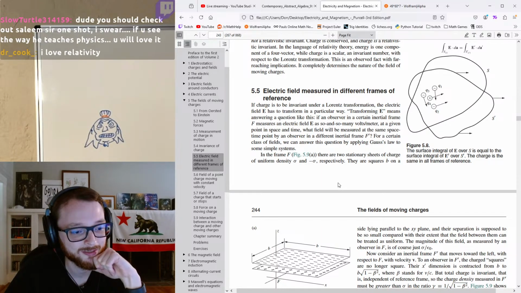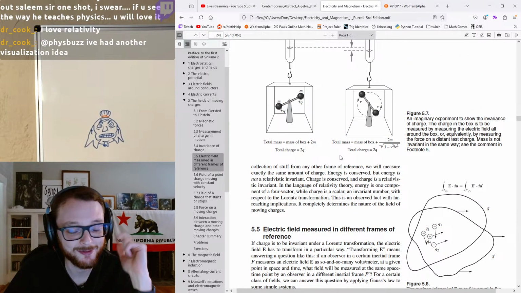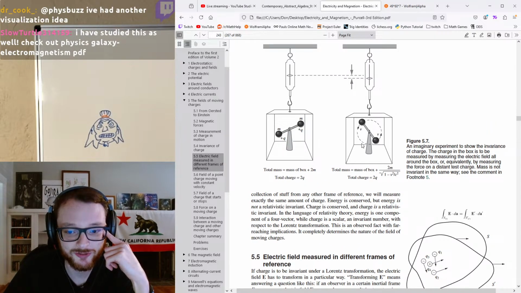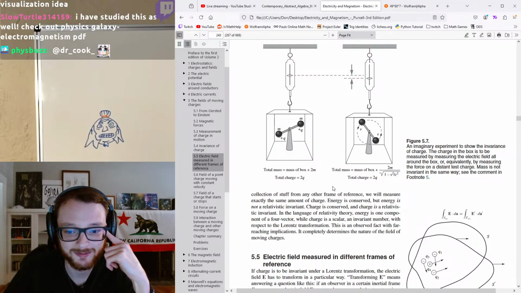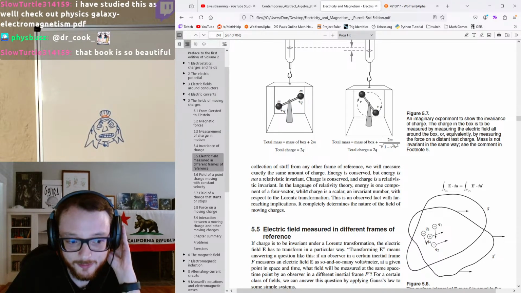Okay, good to know. You love relativity. Seeing the little bit that this book is doing with relativity, it's kind of cool. Like the mass of this box changes. It increases just by having that rod spinning around and being in motion. Physics Galaxy Electromagnetism PDF. Oh, okay.